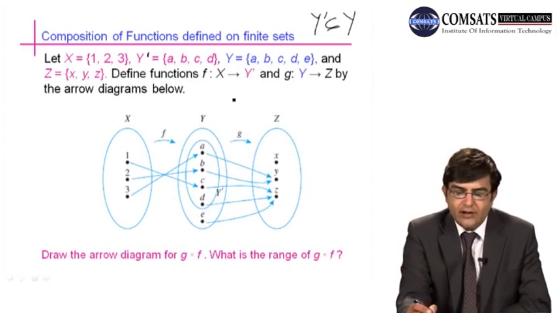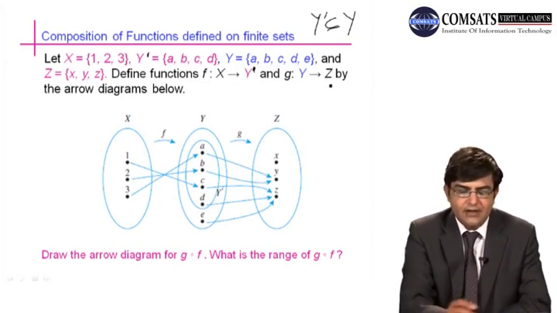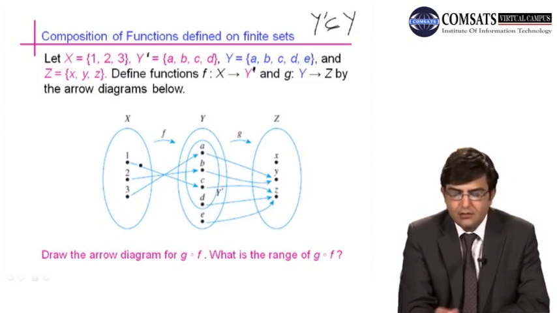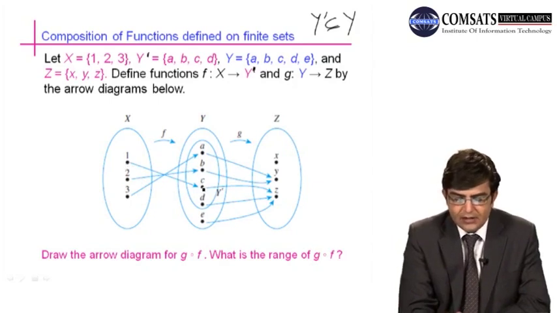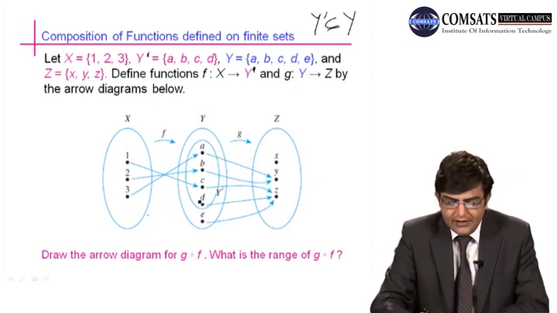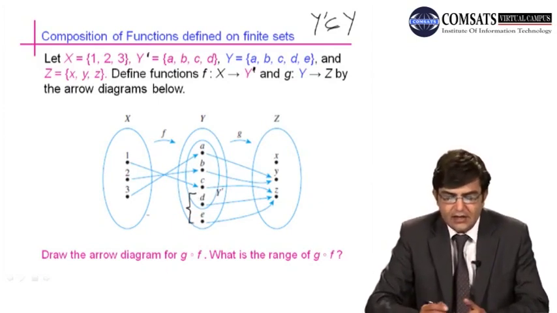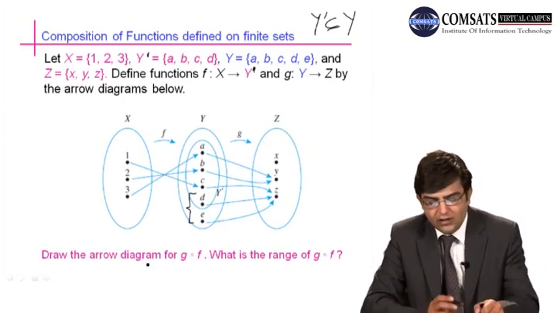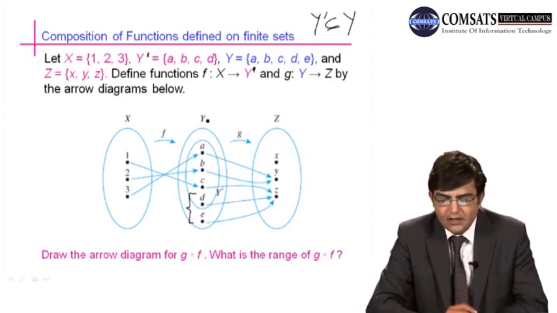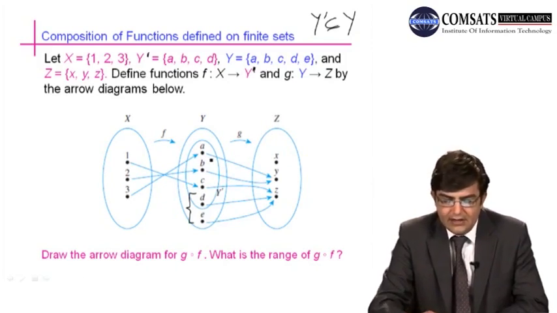Now we define function f from x to y dash and g from y to z by the arrow diagrams. You can see here f basically maps or relates 1 to c, 2 to b, and 3 to a. Here in the first function, d and e are not utilized. Basically f connects 1 with c, 2 with b, and 3 with a. So there are extra elements d and e of y. Now g is defined from y to z. The image of a is y, image of b is y, image of c is z, image of d is z, image of e is z.